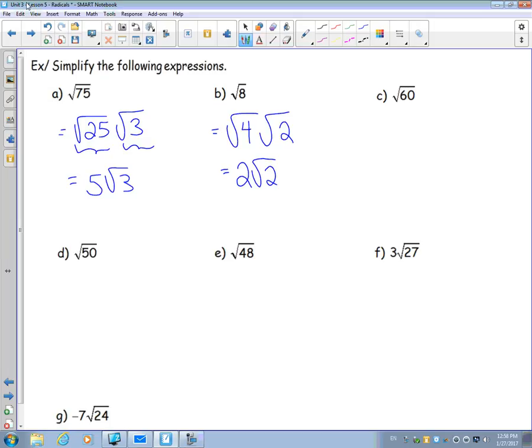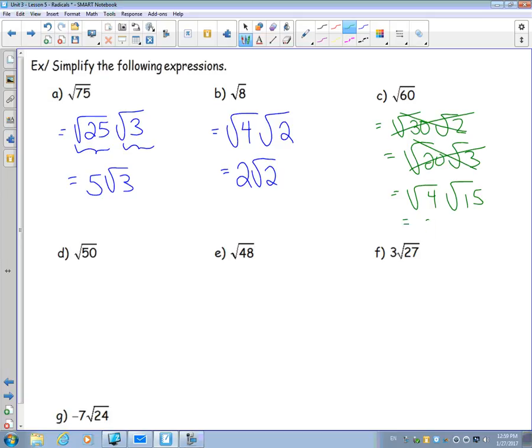Okay, root 60. Now, I'm going to do this one in a weird way just for a second, okay? So I could break 60 into root 30 and root 2, but neither of those are perfect, so that's not a good choice. Okay, I could break it into, I don't know, 20 and 3, but again, neither of those are perfect, so not a good choice. Our objective is a perfect root, remember. So the only perfect root I can think of is root 4 and root 15. And root 4 is 2, so I get 2 root 15. Okay? So even though you can break it down to other numbers, make sure that one of those is perfect.